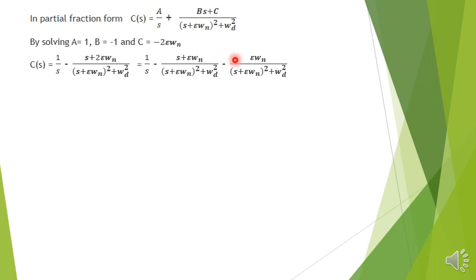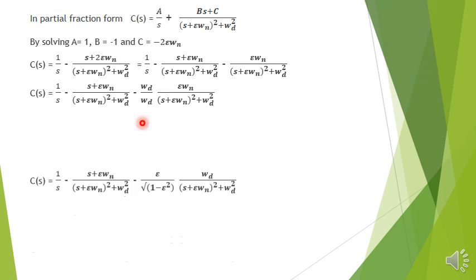Here the second term is once again not in a standard form, because for a sine function it is b by s plus a whole square plus b square, but here zeta omega n is there. So I will multiply with omega d as well as divide by omega d. So I will get 1 by s minus this, retaining the same because I can find the inverse Laplace transform of this, but for the last term I am multiplying and dividing by omega d.